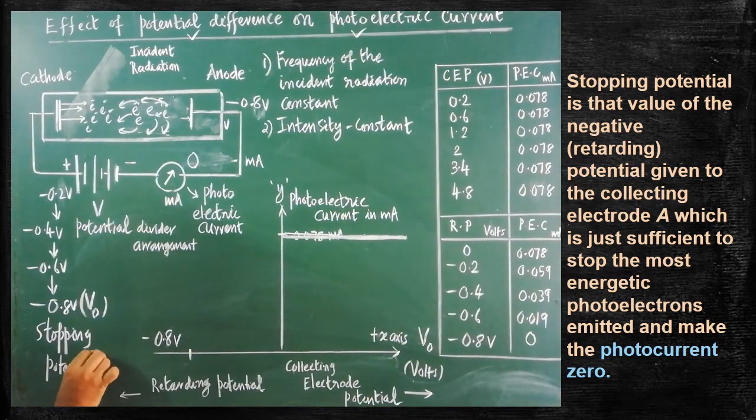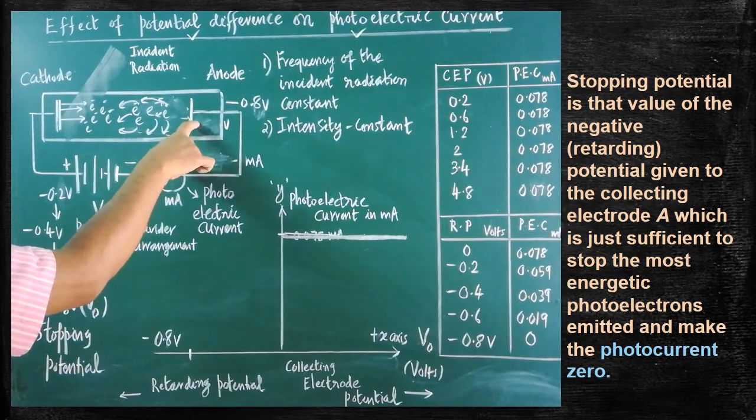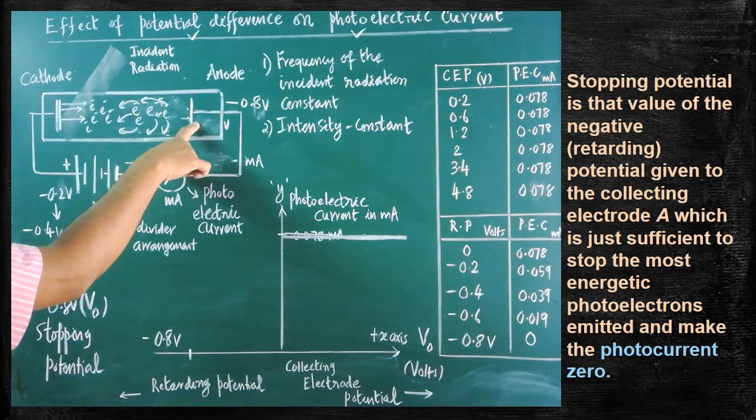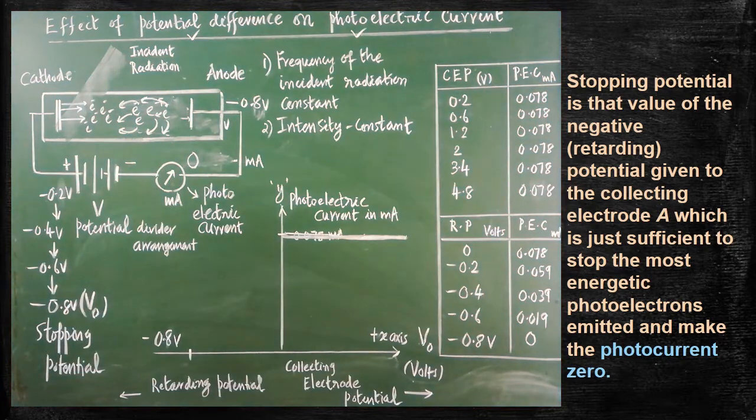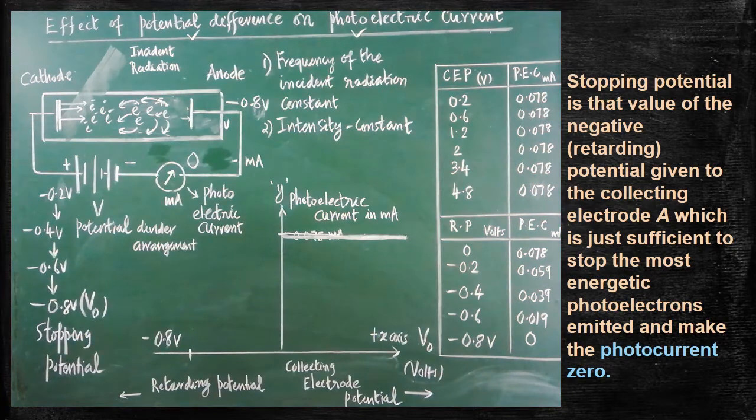What is stopping potential? Stopping potential is the negative potential, the retarding potential, given to the anode, which is able to stop the fastest electron. The highly energetic electron could be stopped with the help of the stopping potential. Are you clear? These are all very important definitions, and graphs may be asked in a 5-mark question.